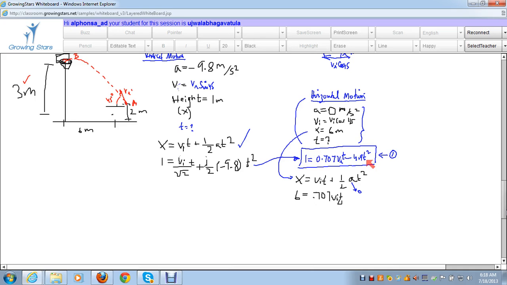So, can you not give this 0.707 VI T as 6 in the first equation? We can plug it in the first equation, isn't it? Yeah, as 6. Okay. 1 is equal to 6 minus 4.9 t squared. Did you understand?